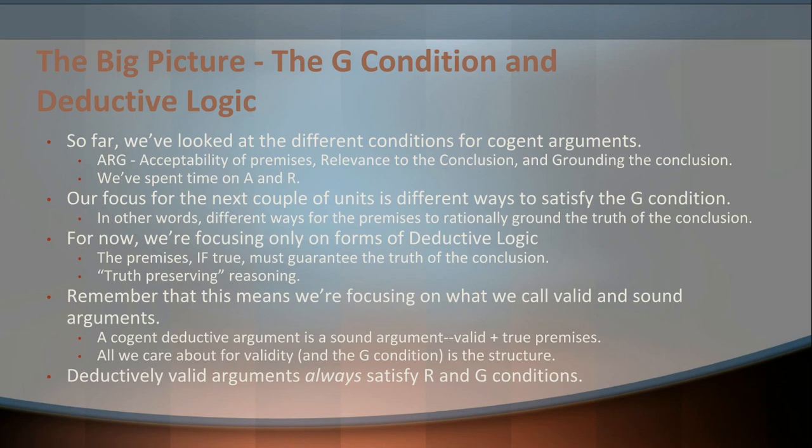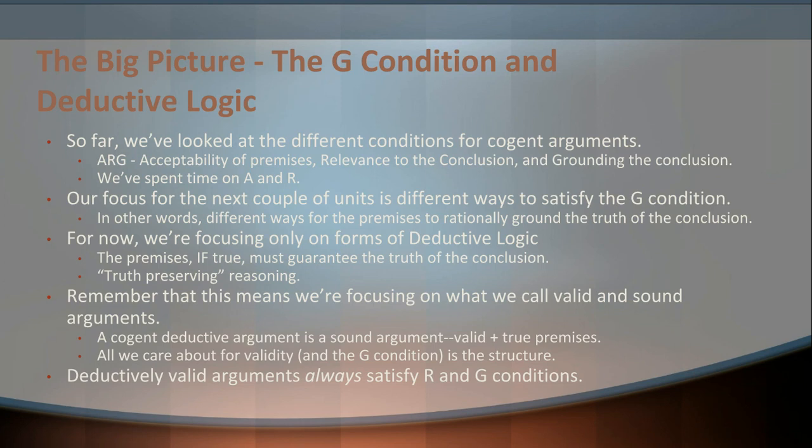But for now, we're specifically focusing on deductive logic, where, just as a reminder, a good argument, a cogent argument, is one where the premises, if they're true, must guarantee the truth of the conclusion. It's what we might call truth-preserving reasoning. So long as the premises are true, we'll get true conclusions out of it. Because we're dealing with deductive arguments, we're also dealing with what we'll call valid and sound arguments. A cogent argument, by definition, is a sound argument. It's a valid one that guarantees the truth of its conclusions and has true premises.